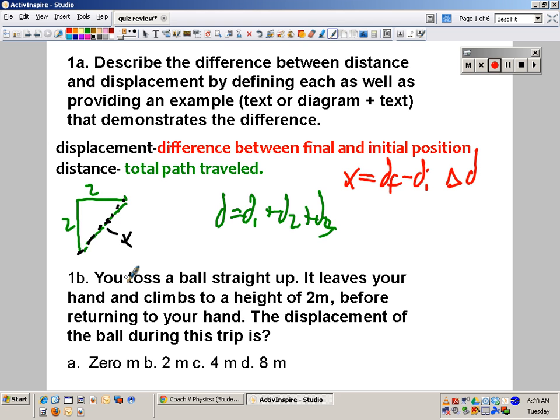Here's another example. You toss the ball straight up in the air, it climbs 2 meters, and then comes back down. The displacement of the ball is 0. Now in a separate quiz I asked you what the distance was. The distance is 4 meters, so you need to pay attention to what it's asking for.